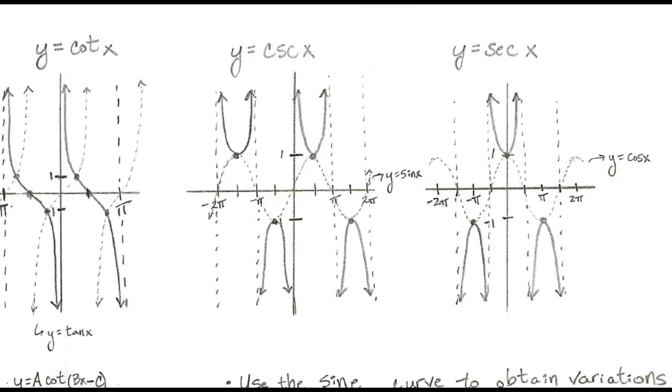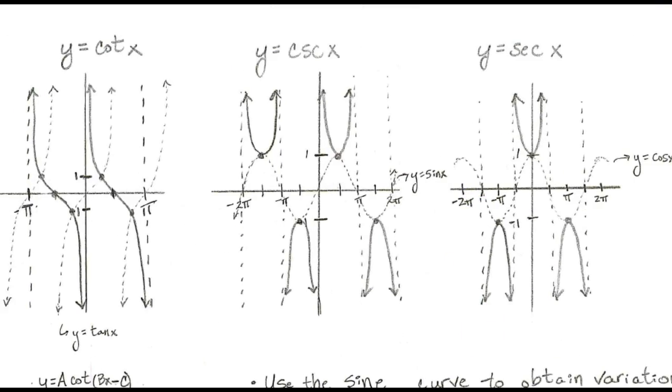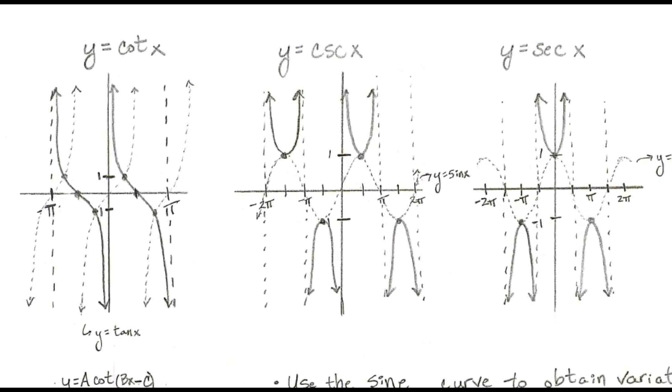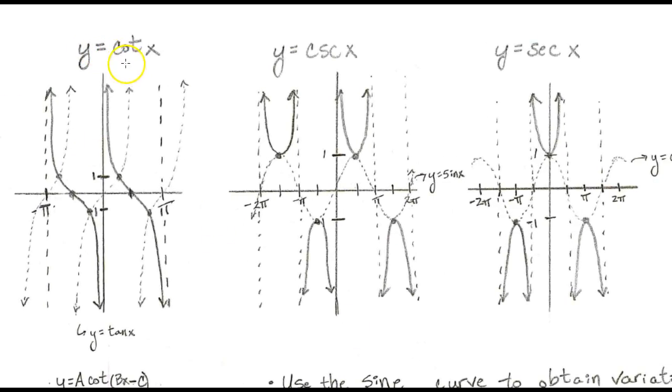Okay, so now we're still in section 4.6 where I'm looking at the graphs of the other trig functions. The other trig functions are cotangent of x, cosecant of x, and secant of x. The idea is once I know what sine of x, cosine of x, and tangent of x look like, I understand that cotangent of x is 1 over tangent of x. So 1 over tangent of x. These dotted lines are tangent of x, right?